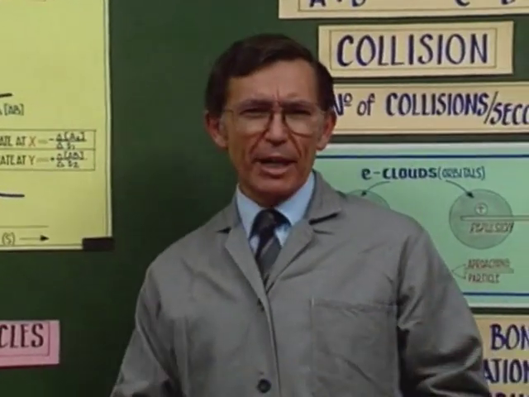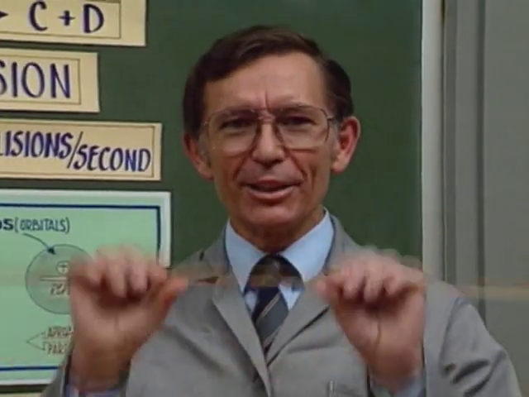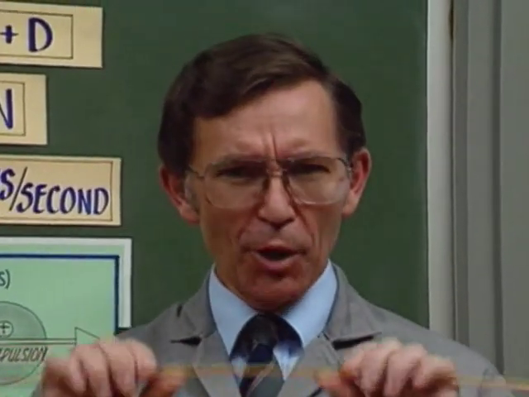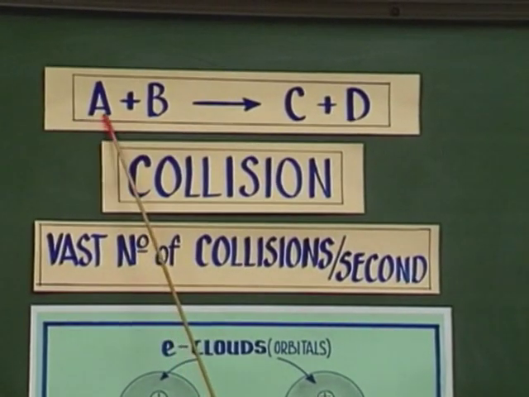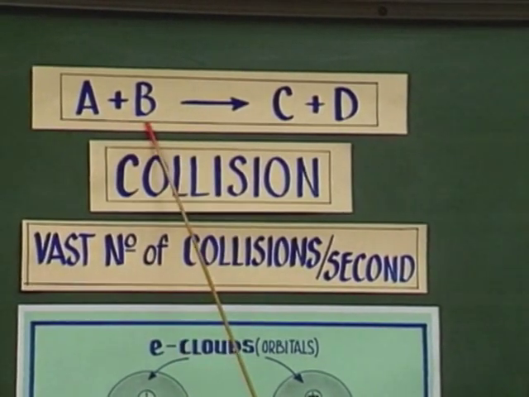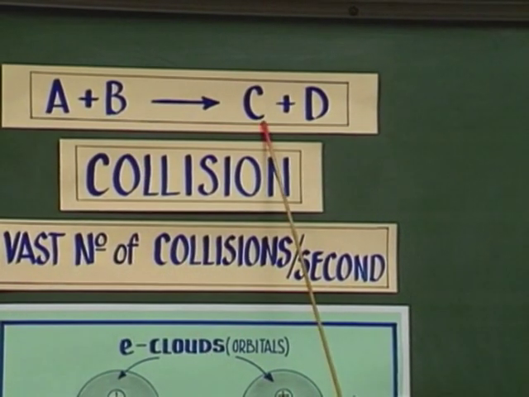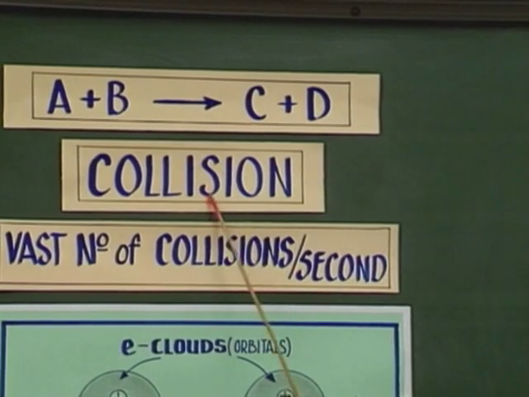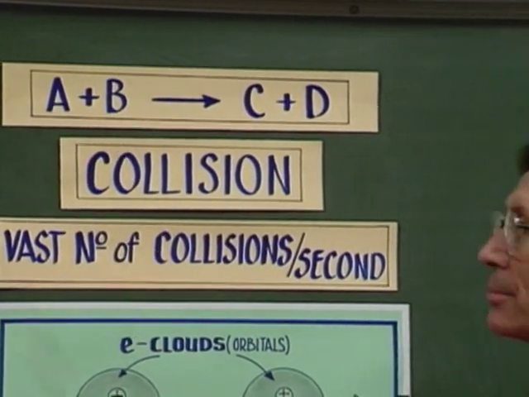Many of the observed facts of reaction kinetics have been interpreted in terms of the collision theory. In your workbook, reference number 401.2. Now, what are the basic assumptions of this very important theory? When the atoms, molecules or ions of two reactants A and B are placed in the same reaction container, the products C and D can only form after collision between the reactant particles A and B.